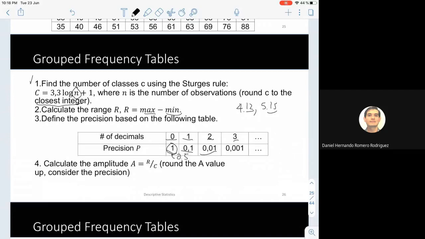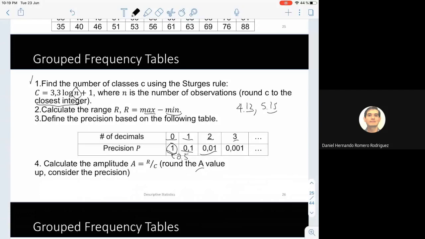So that's an initial idea of why the precision is important. Then the fourth step is where we compute the amplitude. The amplitude is the distance between the limits of one class. It's like how wide is one row of the frequency table. So A is equal to the range divided by the number of classes. This is important: we will round the A value up, and we will consider the precision.